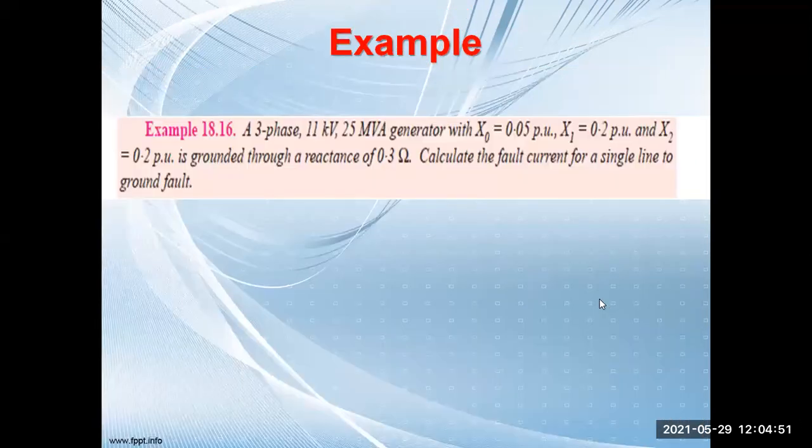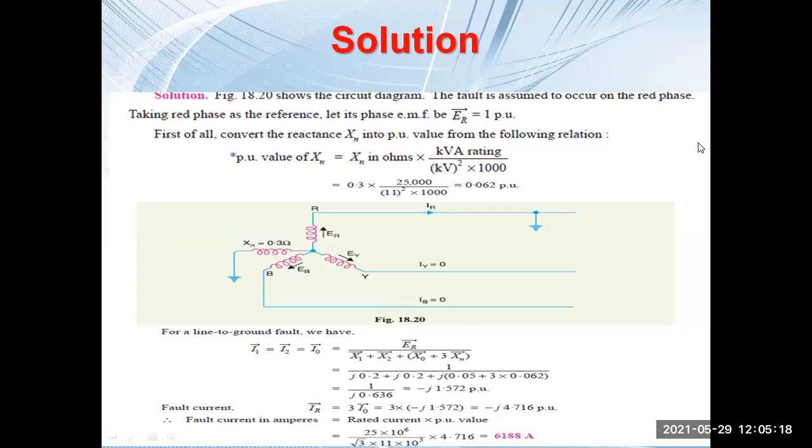So next problem. It is a three-phase 11 kV 25 MVA generator with X0 equal to 0.05 per unit, X1 equal to 0.2 per unit and X2 equal to 0.2 per unit, grounded through a reactance of 0.3 ohm. Calculate the fault current for a single line to ground fault. Okay. So in this case, there is a reactance of 0.3 ohm given. So this is the extra part. Okay. So we'll see how to deal with this particular value.